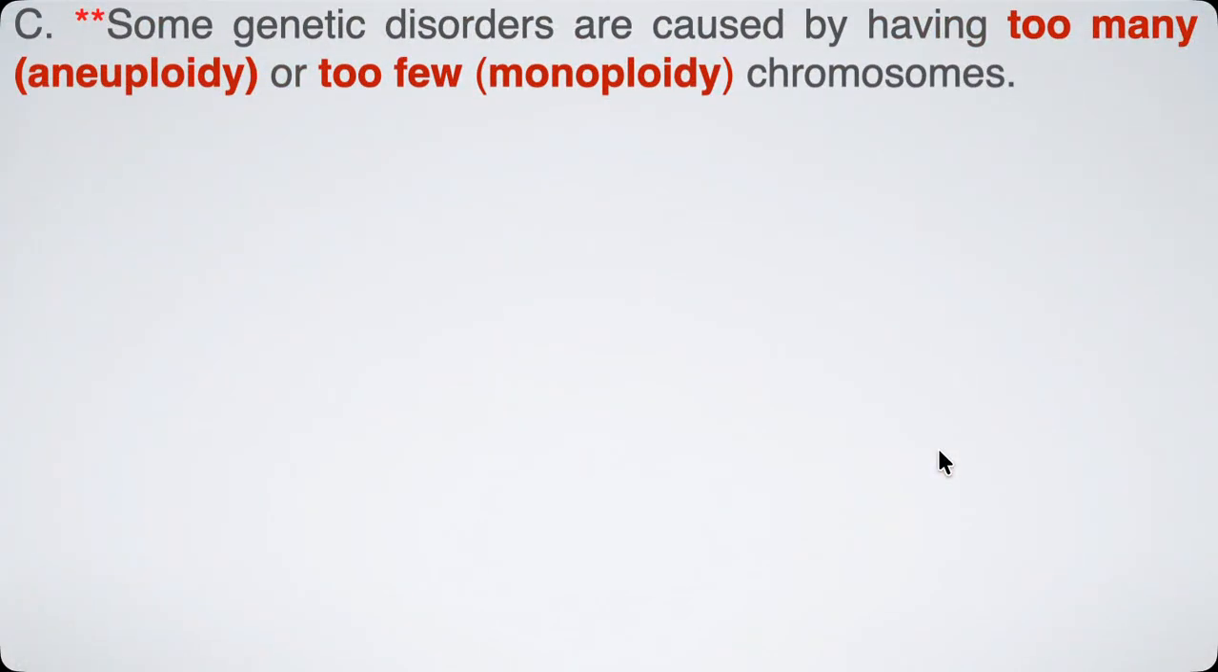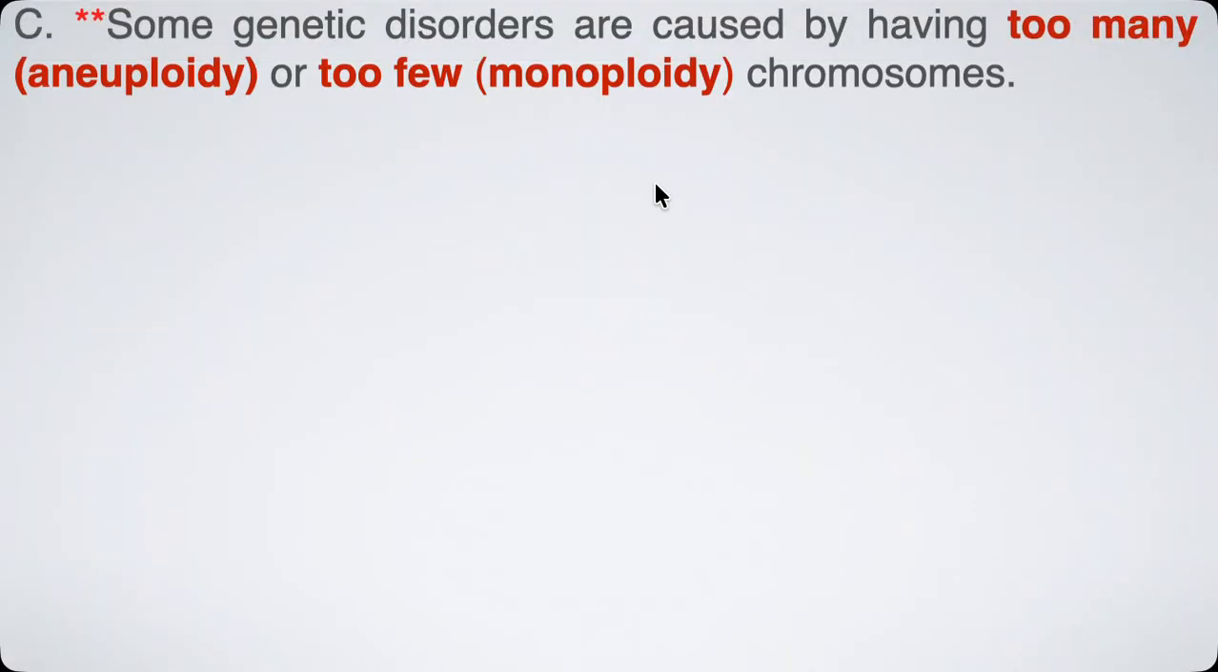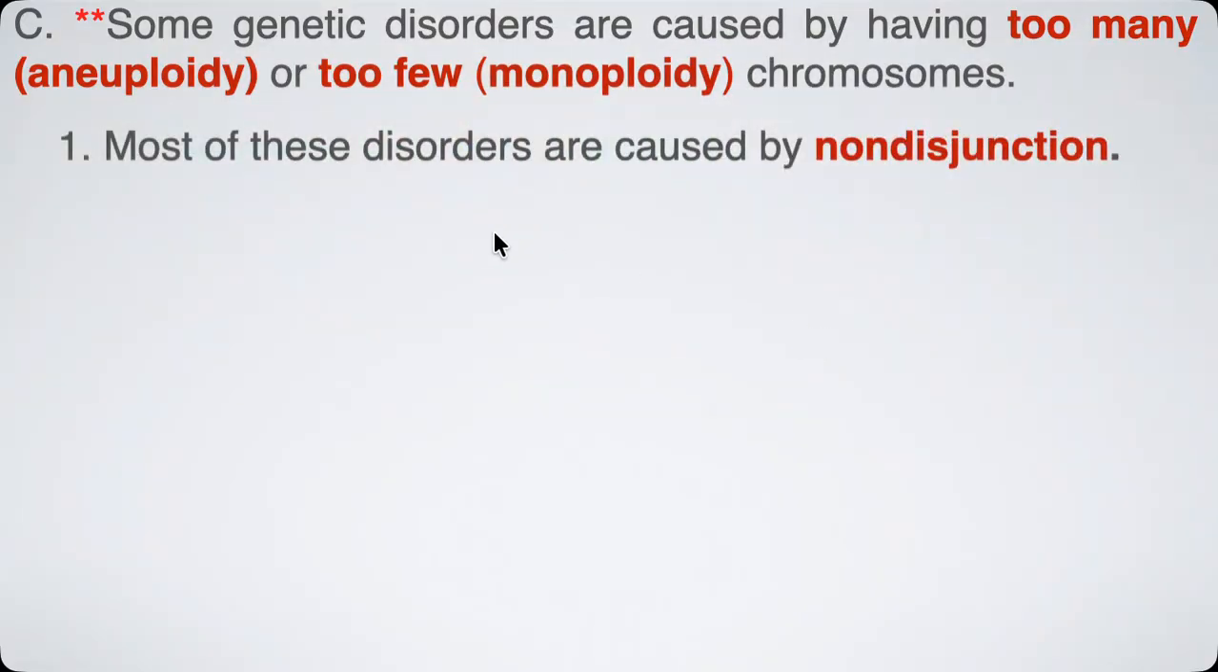Keep in mind that some genetic disorders are actually just caused by having too many or too few chromosomes. These are not caused by autosomal dominant or autosomal recessive things. Instead, they're caused by just having too many or too few chromosomes. Having too many is called aneuploidy. Having too few is called monoploidy. You don't need to know those terms, but I wanted to at least give them to you just in case you see them. Most of these genetic disorders are caused by something called non-disjunction.